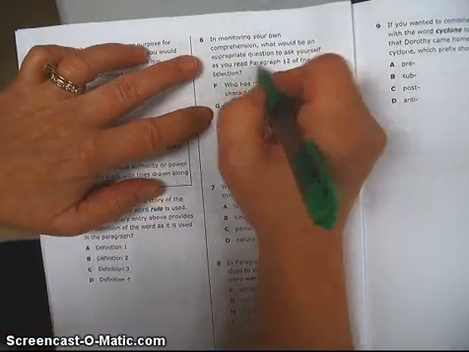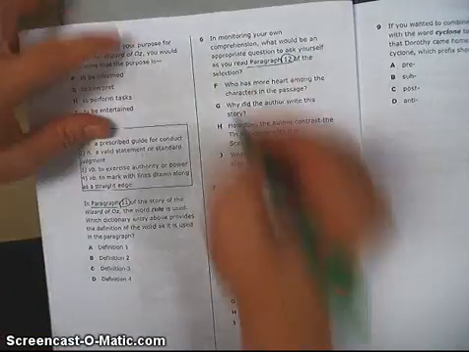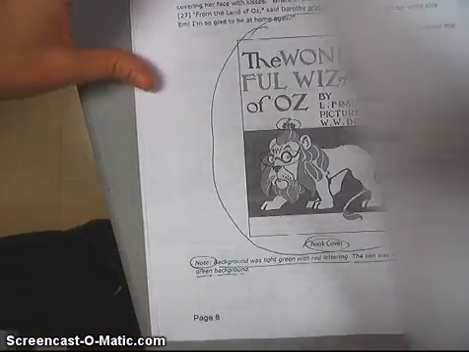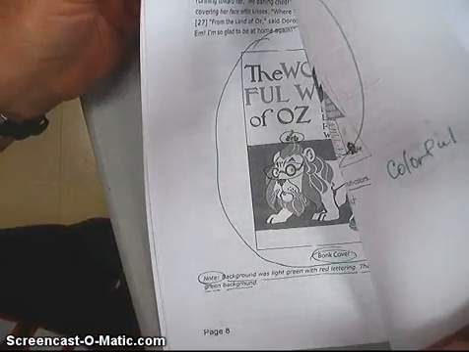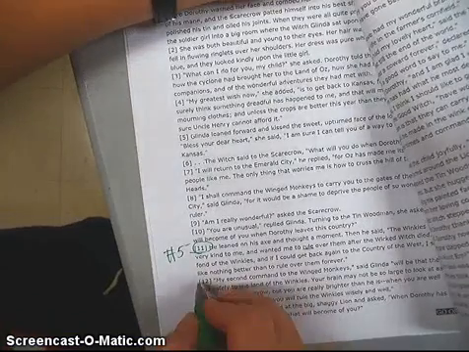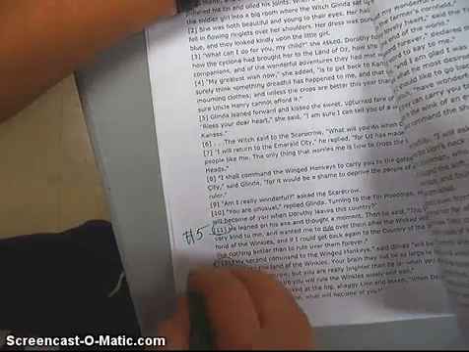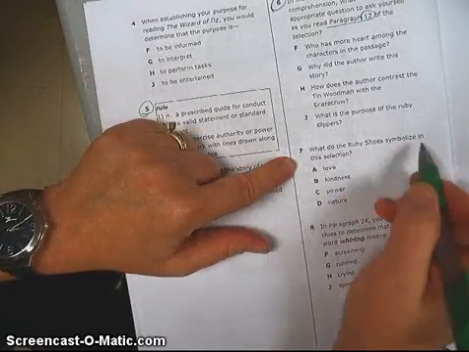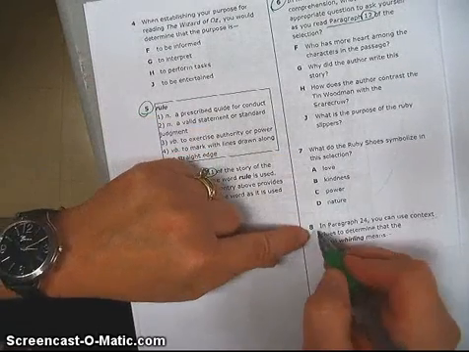Number 6 says this is going to be paragraph 12. So I'm sure you can predict what I'm going to do. I'm going to go back to paragraph 12. I'm going to circle it, and I'm going to add the number 6. Number 7, I don't see anything like a paragraph number, so I'm going to move on.